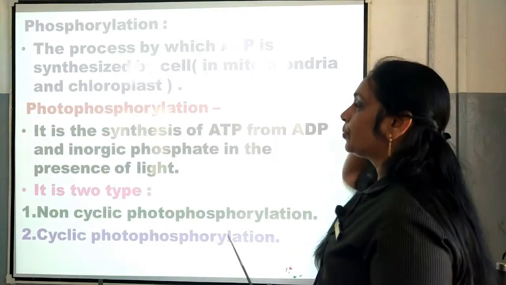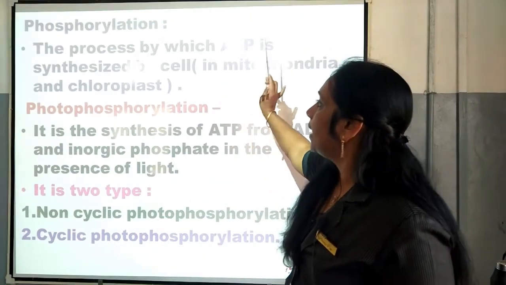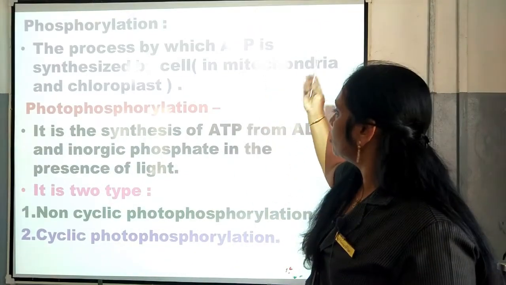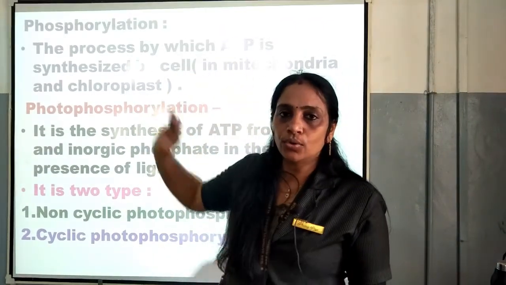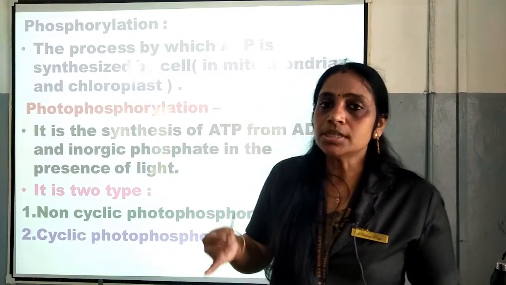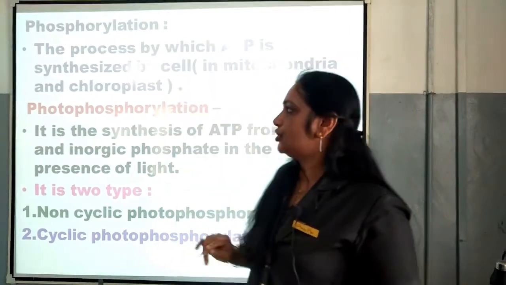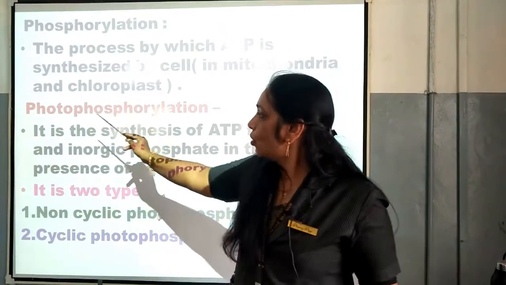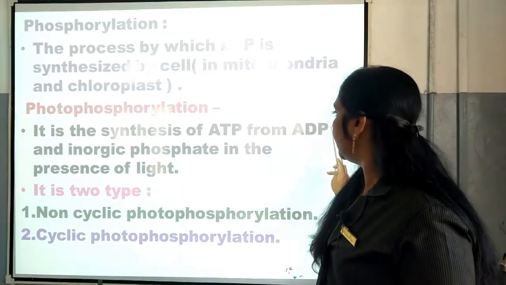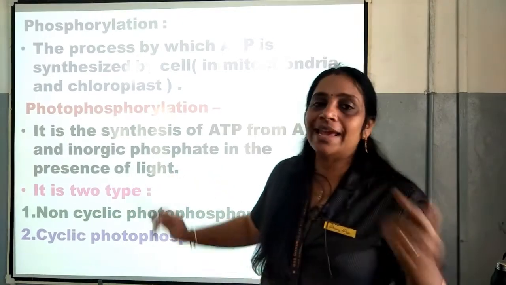Now the next one is phosphorylation. It is the process by which ATP is synthesized by the cells, isn't it? In the case of mitochondria as well as in the case of chloroplast, in these organelles ATP is synthesized, and the process through which ATP is synthesized is called phosphorylation. What is photophosphorylation? It is the synthesis of ATP from ADP and inorganic phosphate in the presence of light.